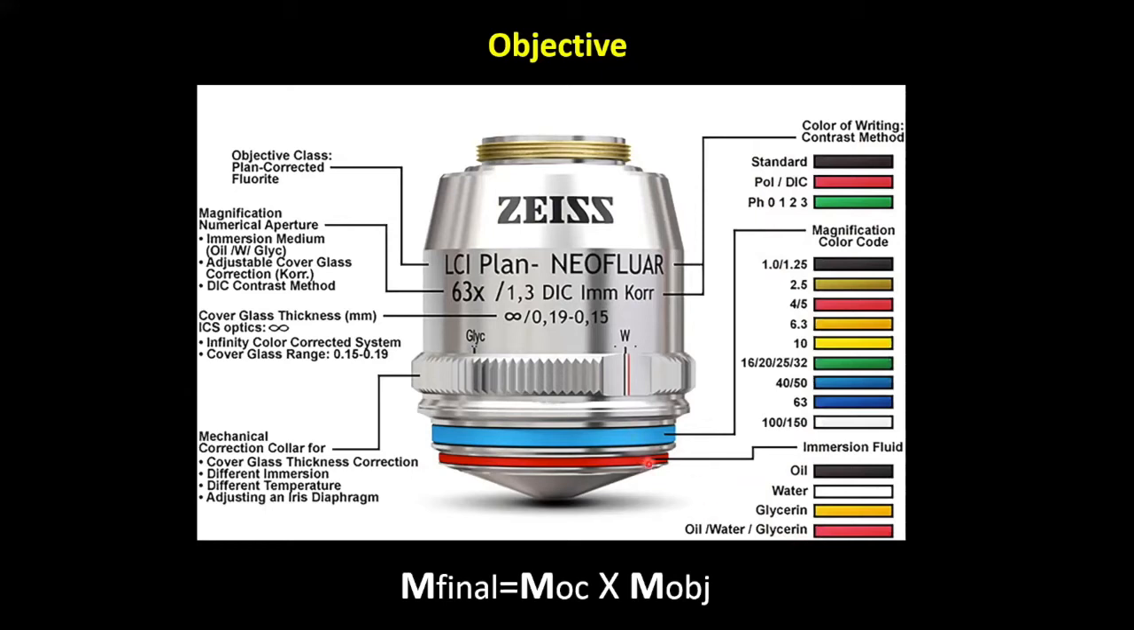Okay, usually we are talking about the final magnification, which is the magnification of the ocular times the magnification of the objective. Usually the magnification for the ocular is 10x. So in this case, with a 63x objective, it's 10 times 63. So the final magnification is 630 times, unless you use other magnifying lenses in the light path. So that's your final magnification.